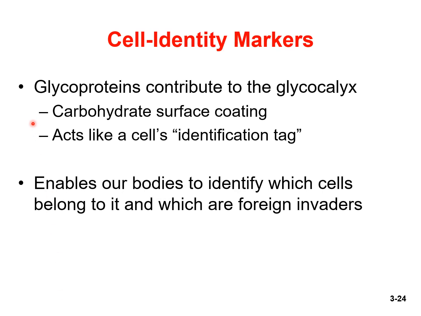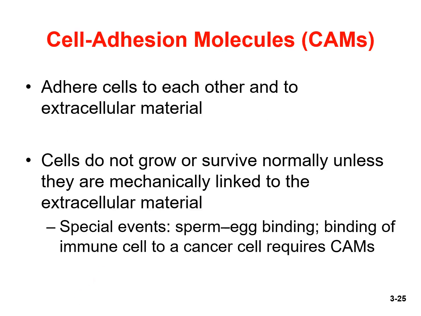We talked about the cellular identity markers. We're going to talk about this a lot more when we talk about the immune system, but it's pretty much your ID tag. And this enables our body to identify which cells belong to it and which ones are foreign invaders. And finally, the cellular adhesion molecules do exactly what they do. They adhere one cell to another cell or to the extracellular material.